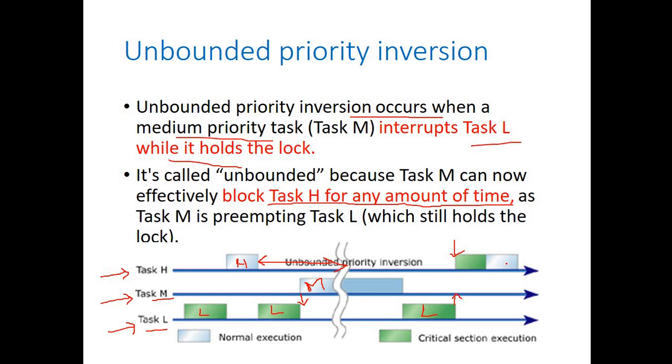It completes its execution. Then the high priority process will go for normal execution, and finally it finishes its execution. Then whatever rest of the execution is pending for the low priority process will continue and finish. In this way, task M is indirectly preempting the task H from entering into the critical section. This is called unbounded priority inversion.